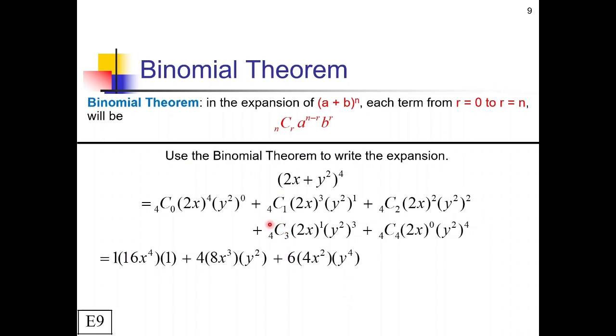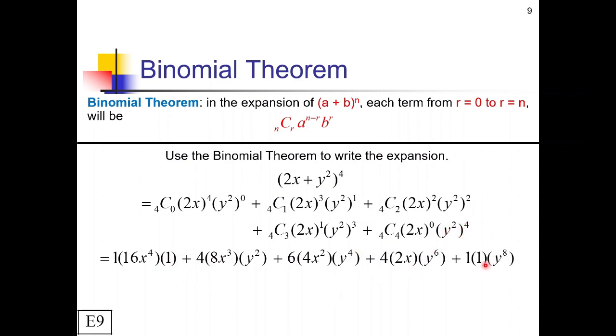On to the next, we have 4 choose 3. Remember, when we have n choose n minus 1, we just have n ways of doing that. So that would just be 4 again. But you could have plugged it in the calculator if you wanted. 2x to the 1st is just 2x. Y squared cubed, that's going to be y to the 2 times 3, y to the 6. And then finally for this last one, 4 choose 4. There's only one way of just taking all the things in our list. 2x to the 0 is just 1. And y squared to the 4th, that's going to be y to the 8th.